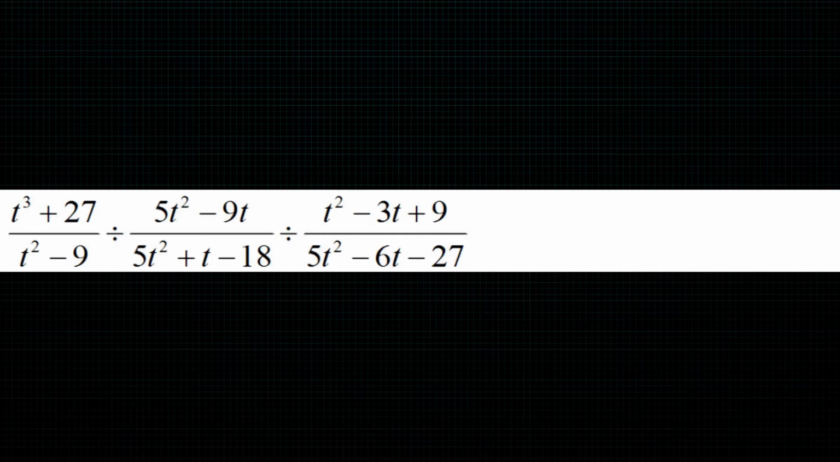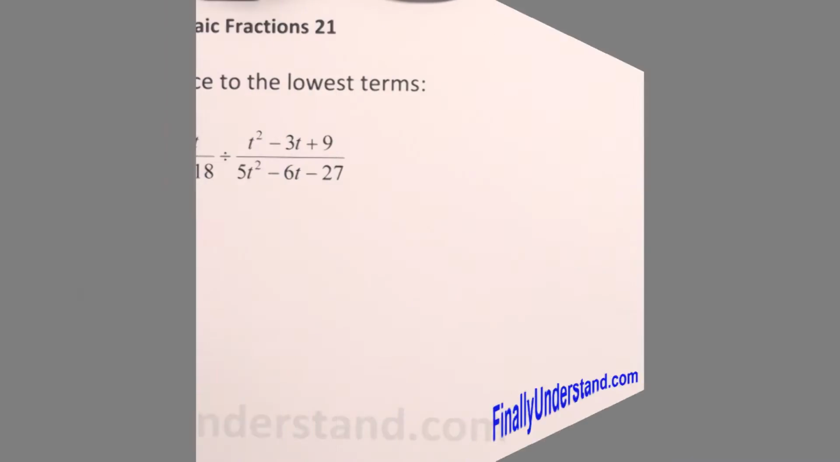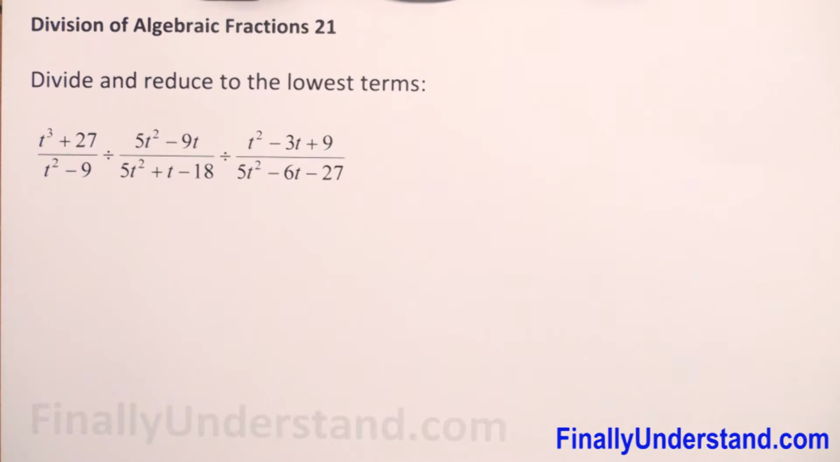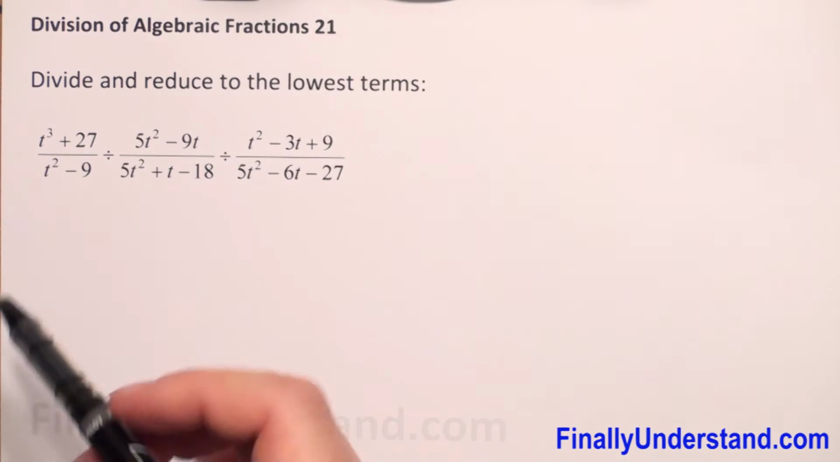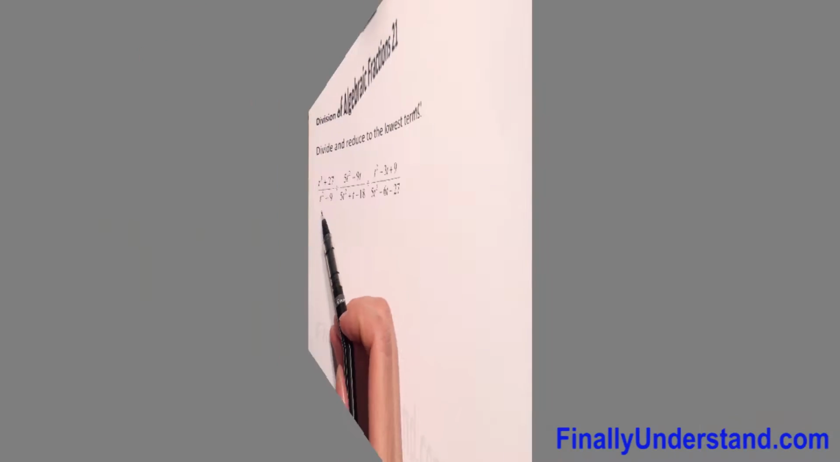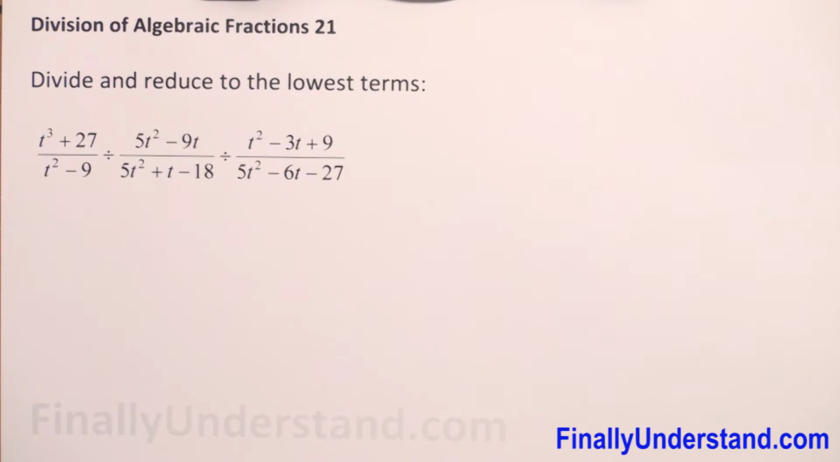We have division of algebraic fractions, and here we have three algebraic fractions. So how do we do this? We have to start from the left side. We have to do the same as with division of fractions.